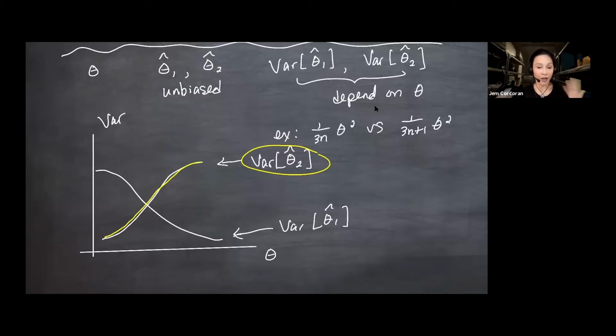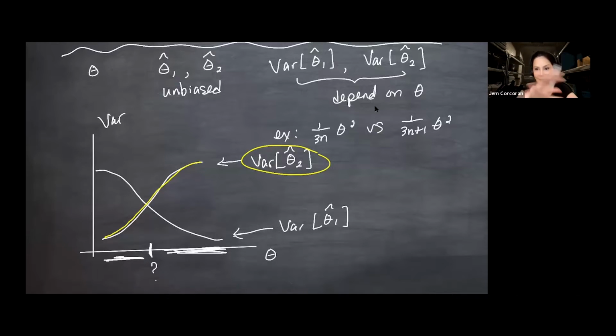Because in this picture, it appears that the second estimator is better, has smaller variance up to this value of theta. And then the first estimator seems better in that it has smaller variance after that. So you can't say that one is better. But what if you could find an unbiased estimator that has uniformly smallest variance?